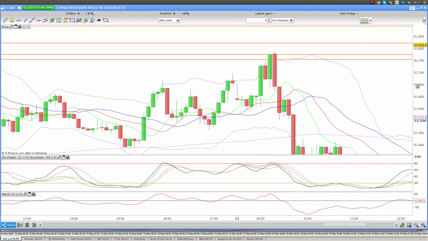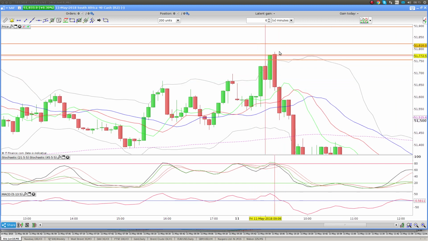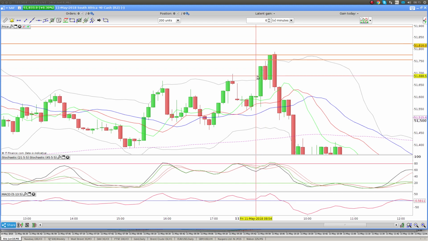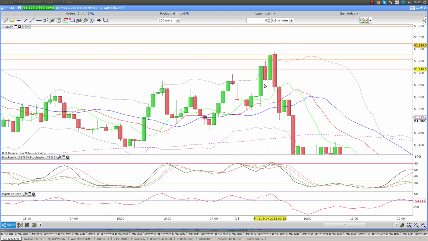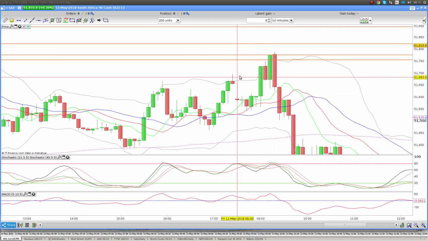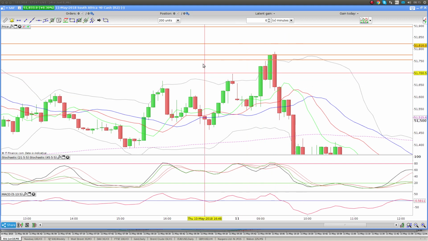So the short here is not really well defined on the 6 minute, but I'm going to show you something that I typically do, especially on the Aussie, during the open, and it's just to go down to the 3 minute. But before we get there, let's just have a look here.